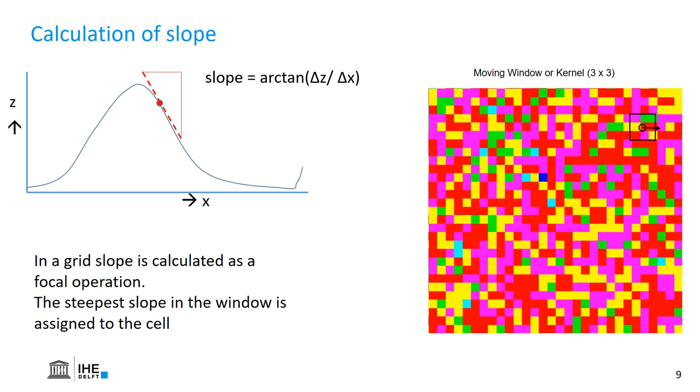Now there's one problem with this method. You can think of what would happen to the first row and column and the last row and column. There's not enough information to calculate the slope in a kernel or in a window, and that will result in no data at the borders. So if you want to calculate slopes of a study area, be sure that you make your study area a little bit larger than strictly your area of interest, because otherwise you will lose the borders.